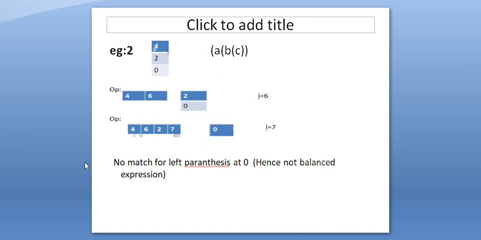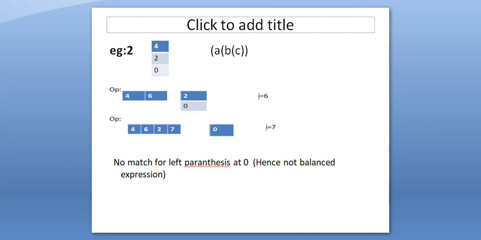Now let's look at a second example wherein we have an expression with an excess number of left parentheses and a lesser number of right parentheses. We have 3 left parentheses and 2 right parentheses. Left parentheses are located at indexes 0, 2 and 4. Right parenthesis is located at addresses 6 and 7.